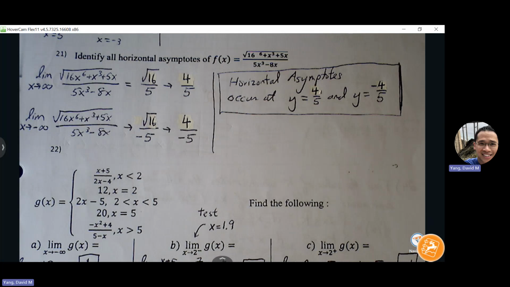I took the square root too many times. It should be 4/5 and not 2/5 in my key. 4/5 and -4.